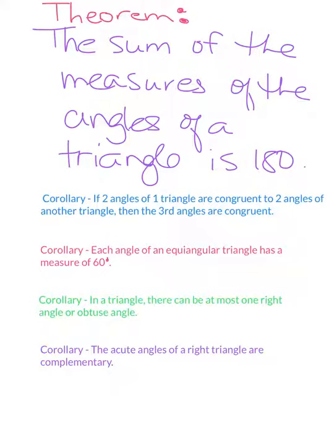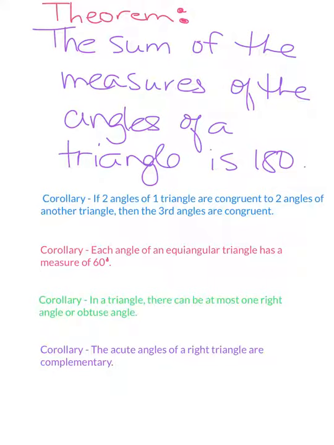The same idea holds true for an obtuse angle. Since an obtuse angle is greater than 90, we only have room for there to be one obtuse angle. Otherwise, our sum of the measures of the angles would be greater than 180 degrees, which would not form a triangle.